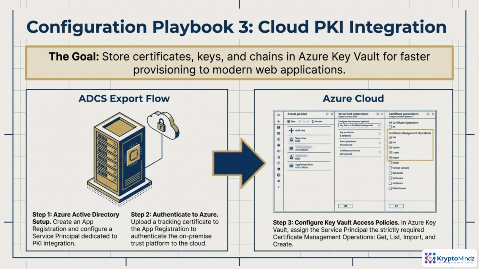Next, configure your ADCS workflow with a tracking or connector certificate so that this service principal can securely authenticate to Azure and prove it's allowed to move keys and certificates. Finally, carefully scope Key Vault access policies so that service principal gets only the certificate permissions it truly needs. Typically get, list, and import, plus create if you're allowing issuance in cloud workflows.